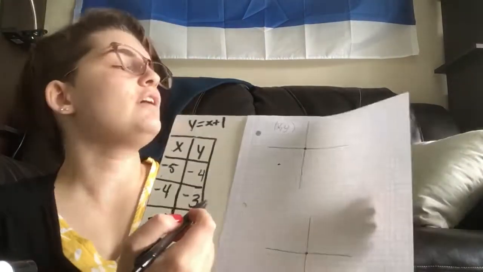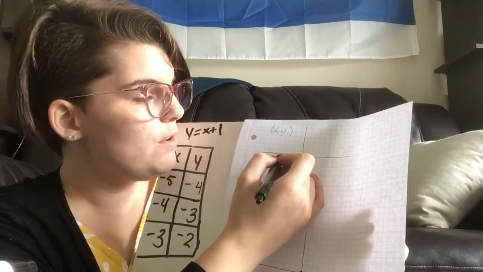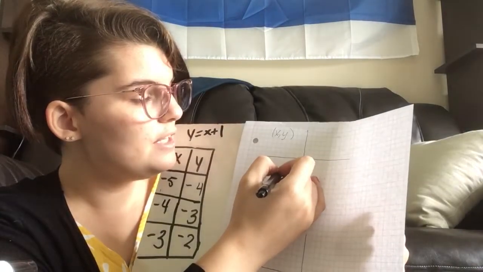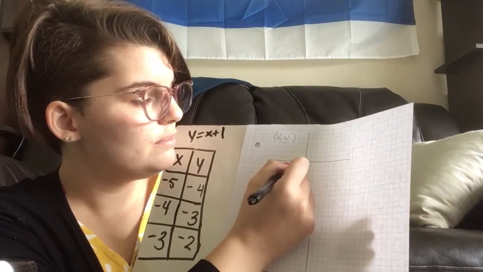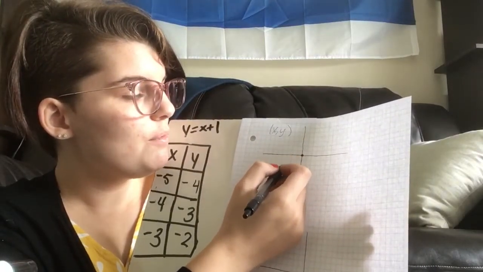Now I have -4, comma, -3. So I'm going to go 1, 2, 3, 4, 1, 2, 3. And then I have -3, -2. 1, 2, 3, 1, 2.